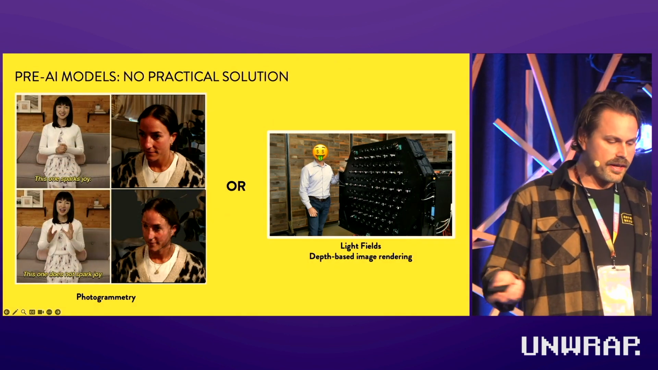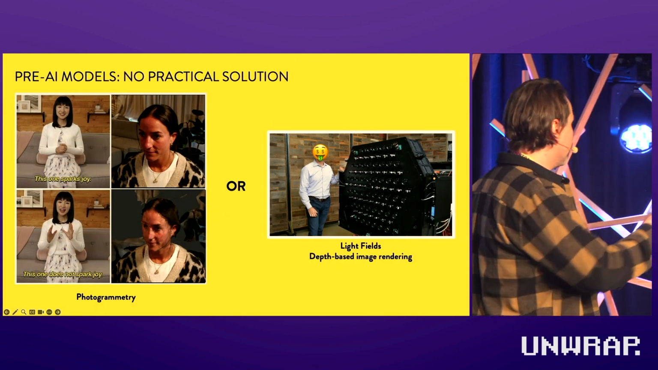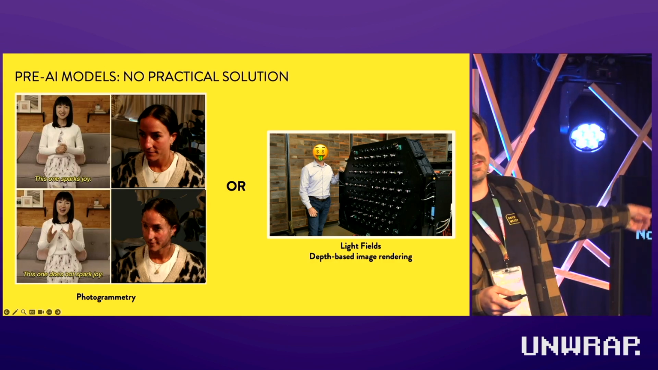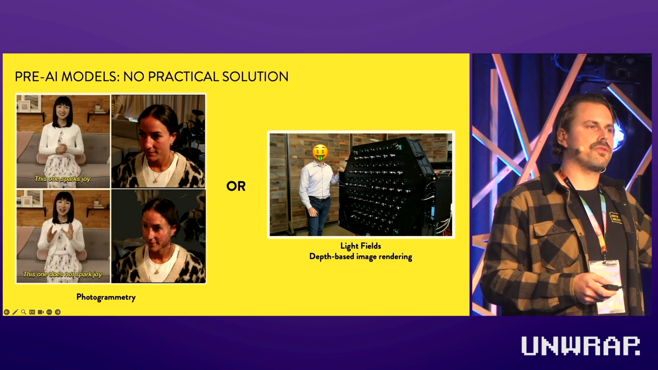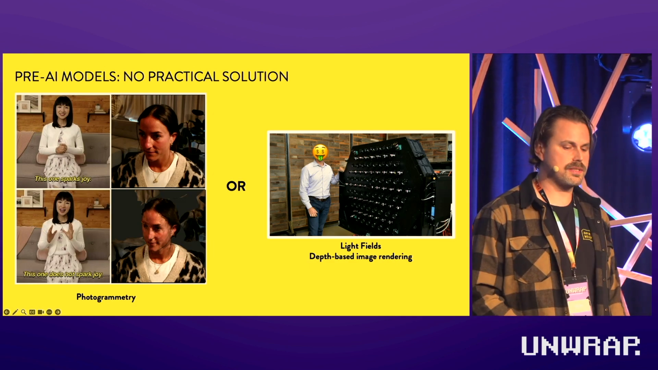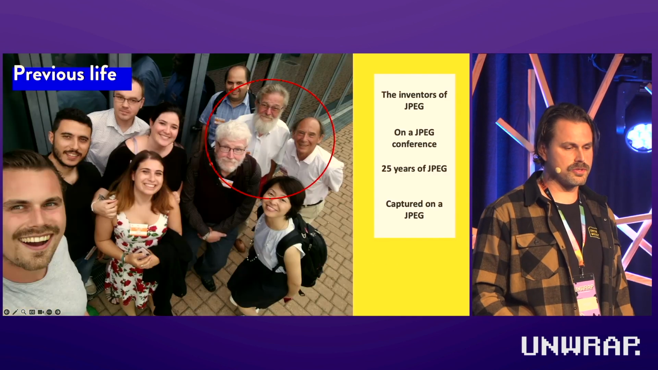So before AI, this was a bit the problem that we had. Or we had to go back to the geometry, which inherently has issues with smoke, translucent things, lighting effects, or you had too much data, or it was an impractical solution.